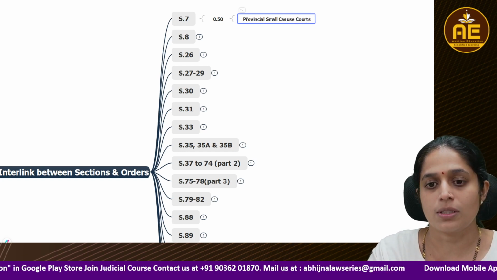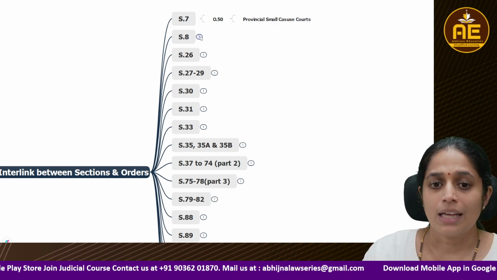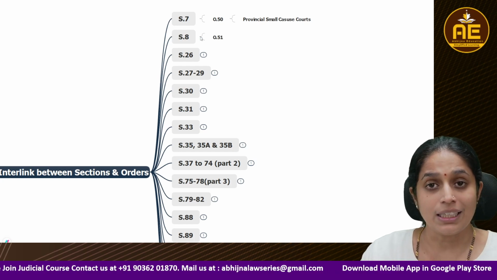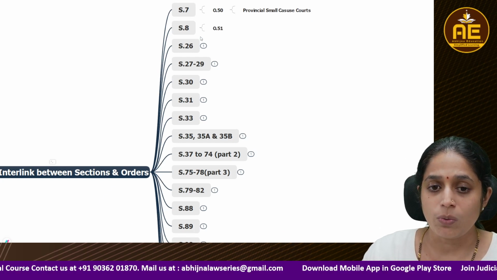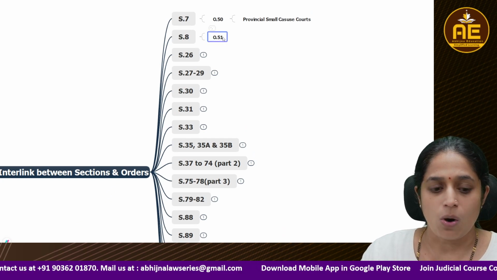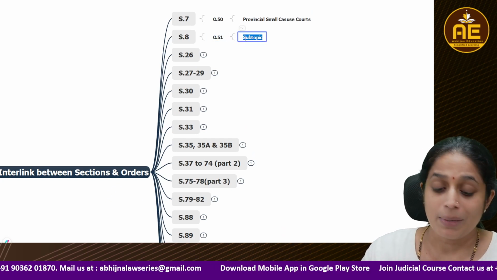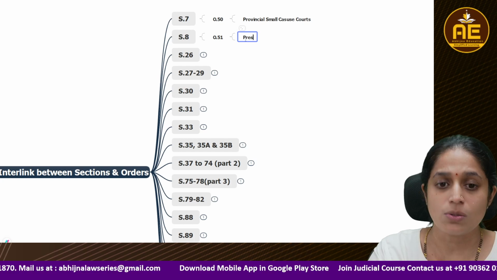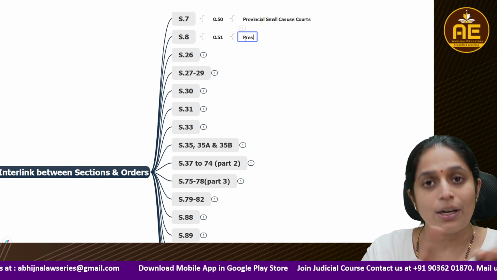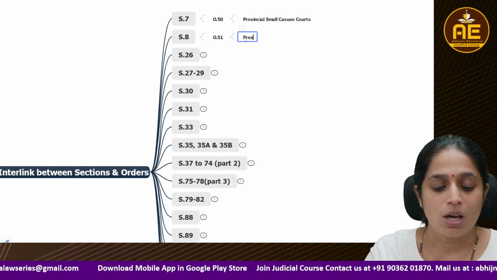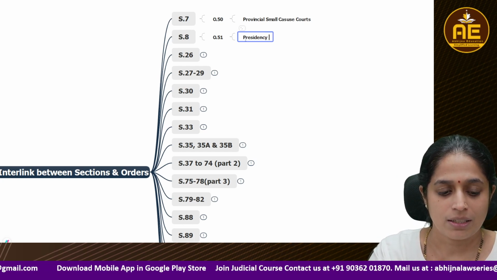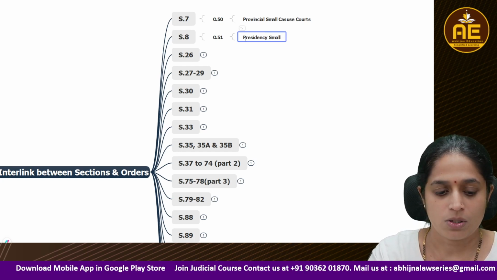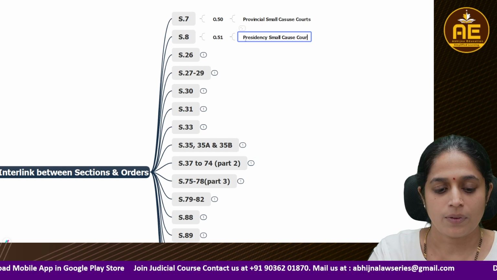Then what is section 8? Section 8 relates to order 51. Order 51 is all about presidency small cause courts. So section 8 and order 51 both speak about presidency small cause courts.